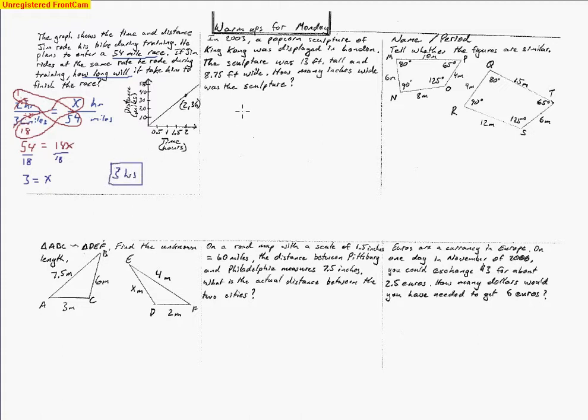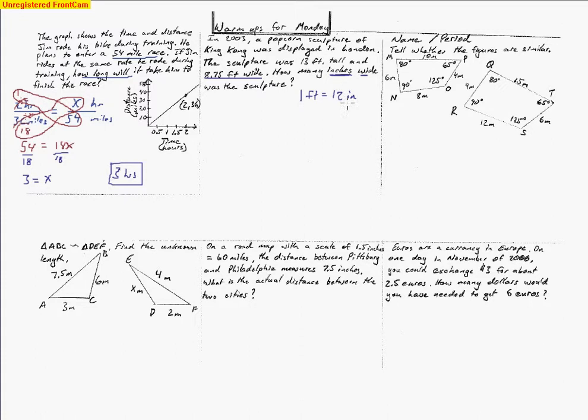Well, the next problem talks about a sculpture of King Kong made of popcorn, and it's 13 feet tall and 8 7/500 feet wide. They want to know how many inches wide the sculpture is. Well, it's 8.75 feet wide, so we need to convert feet to inches. So we need to know this conversion factor. 1 foot equals 12 inches.